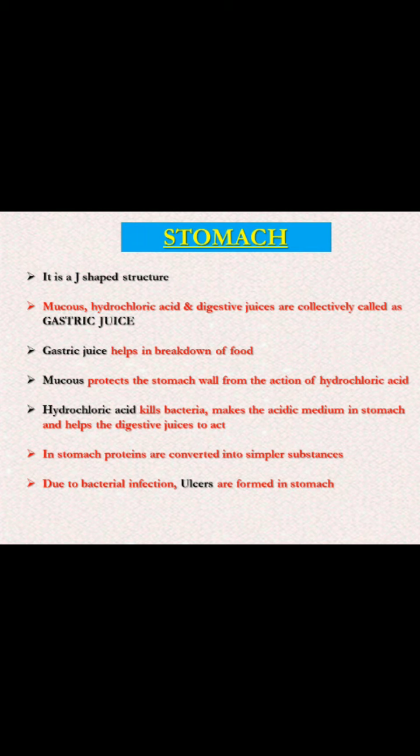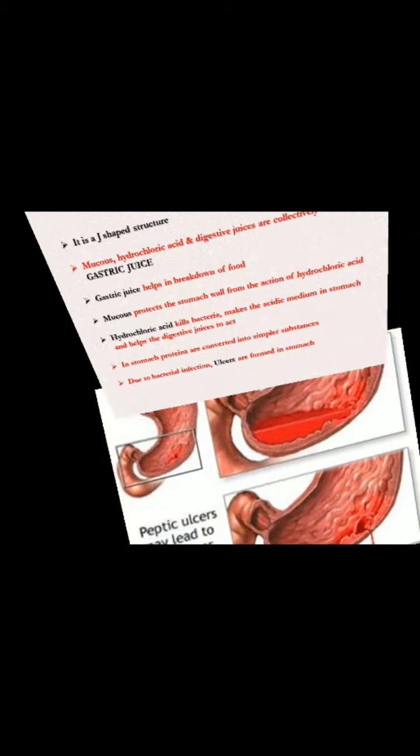Hydrochloric acid has several functions. First, it kills the bacteria if somehow they enter during ingestion. It also makes an acidic medium in the stomach. This acidic medium helps the digestive juices to act. In the stomach, protein digestion starts. Proteins are converted into a little simpler form. In some cases, bacterial infection occurs in the stomach. This causes ulcers.